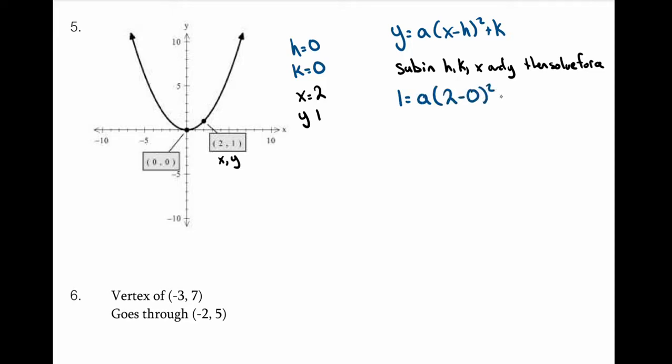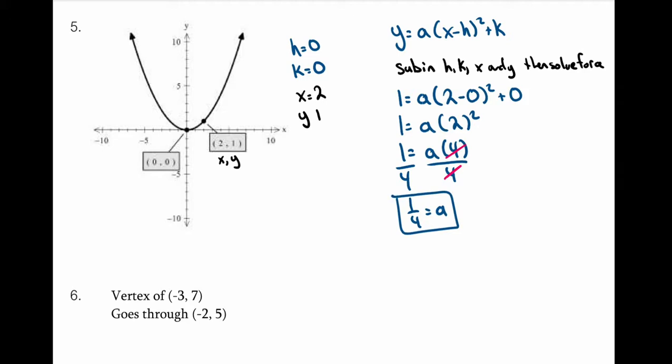So by plugging all that information in, y is 1, a I don't know, x is 2, minus 0 squared plus 0, 1 equals a times 2 squared plus 0. I don't even need to show that plus 0. 1 equals a times 4. So keep in mind you do have to follow BEDMAS for this, so just make sure you do that. To get a by itself, I'm going to divide the one side by 4, divide the other side by 4, and I get 1 over 4 equals a.